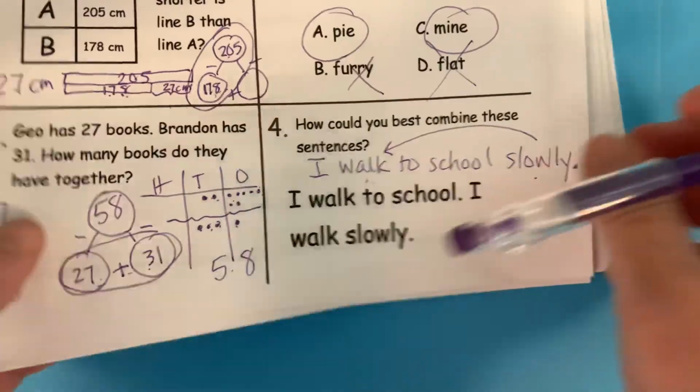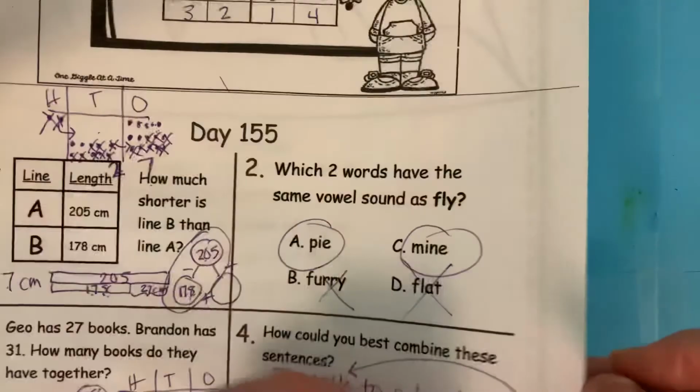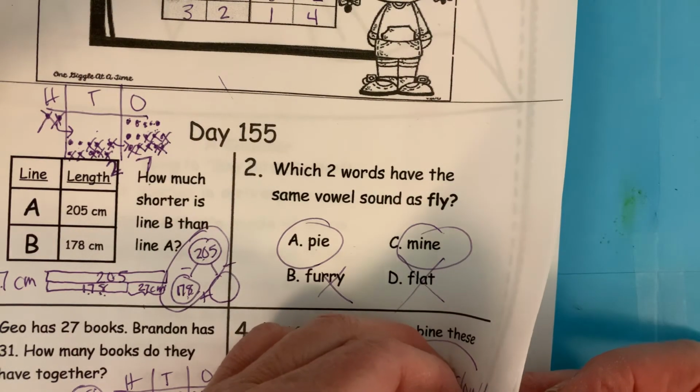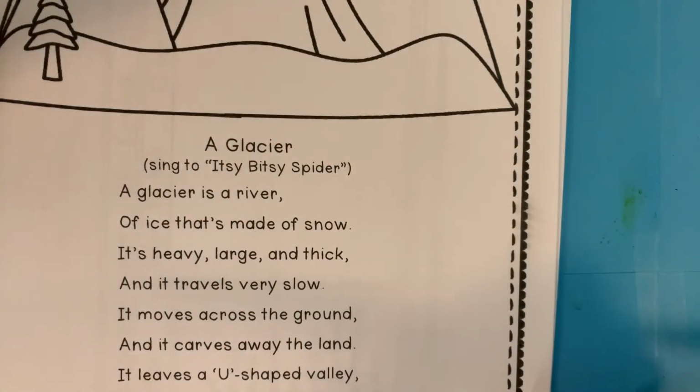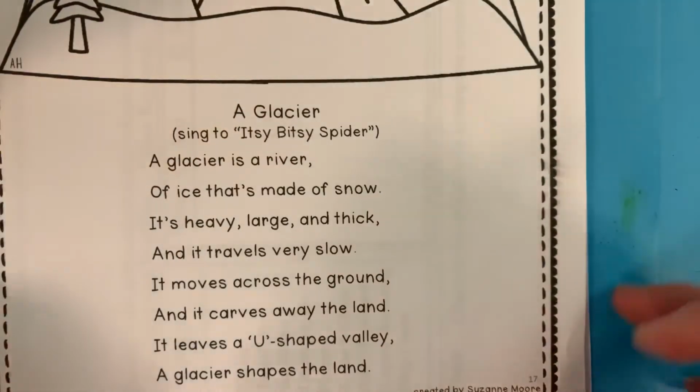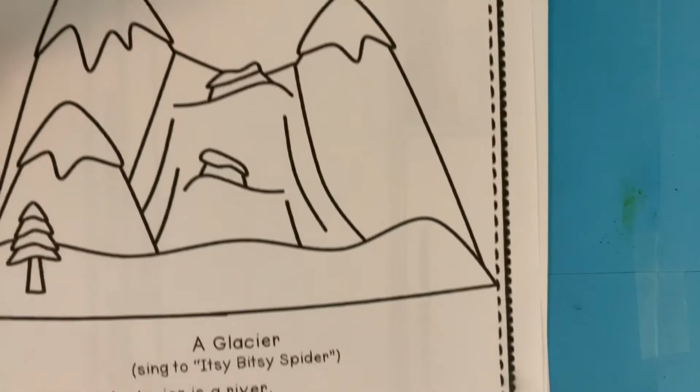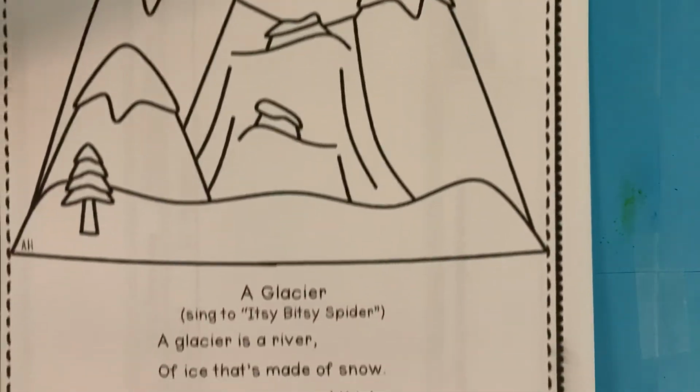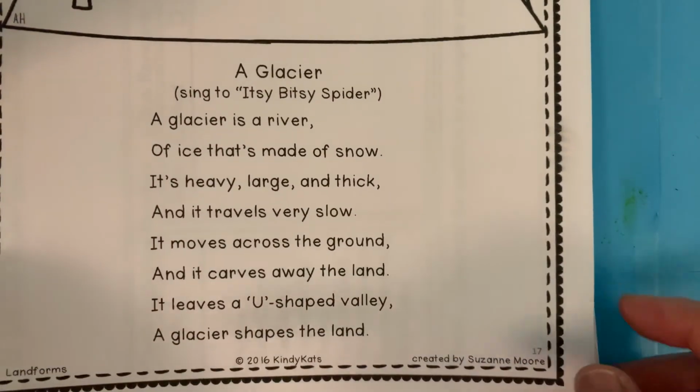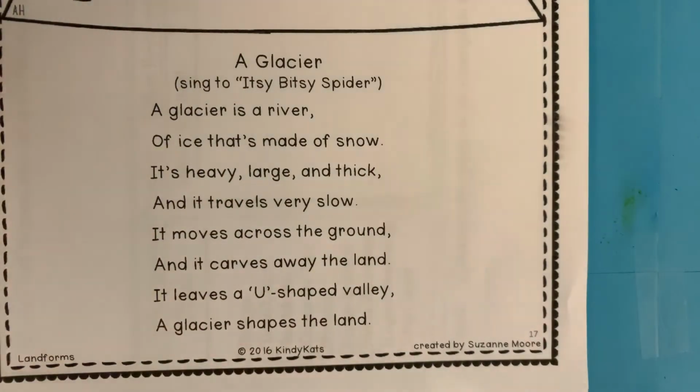All right, our poem song of the day is on the next page. And we're still talking about landforms, and this is a glacier. There's a cool picture there that you can color. And here is the glacier, sung to the tune of the Itsy Bitsy Spider.